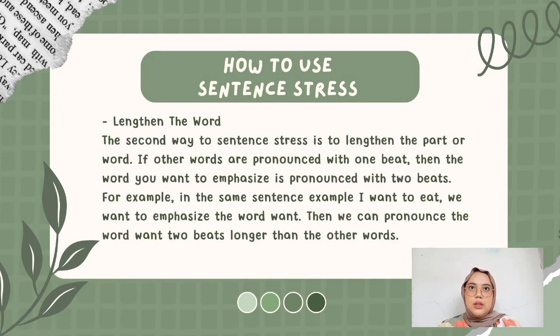Second, lengthen the word. The second way to sentence stress is to lengthen the part or word. If other words are pronounced with one beat, then the word you want to emphasize is pronounced with two beats. For example, in the same sentence example "I want to eat," we want to emphasize the word "want." Then we can pronounce the word "want" two beats longer than the other words.